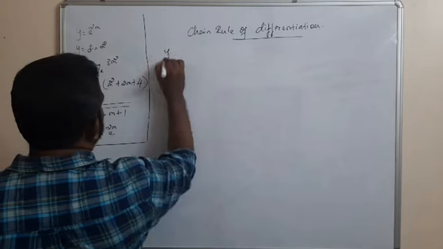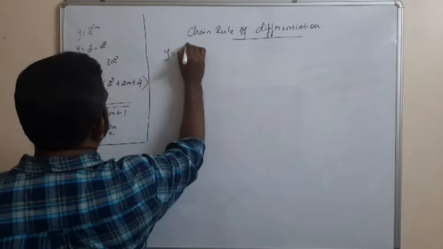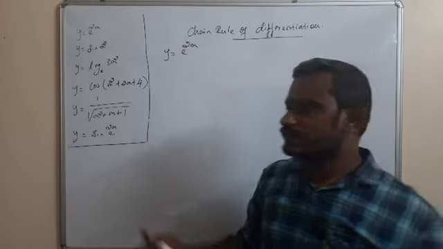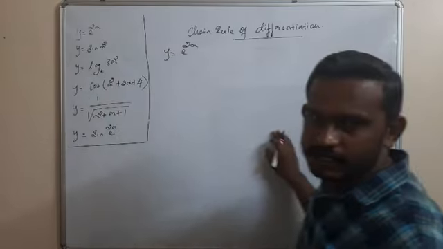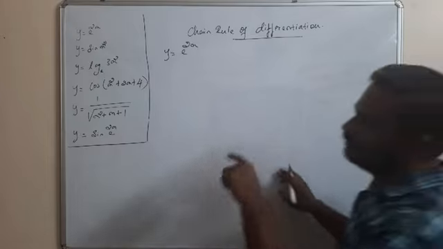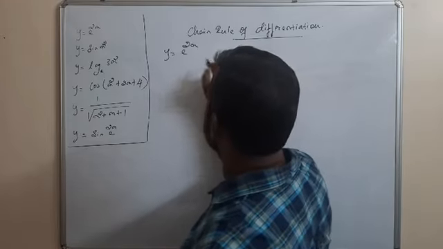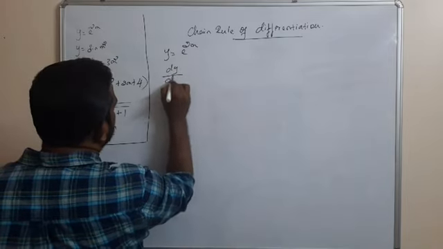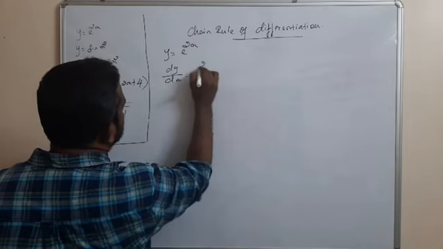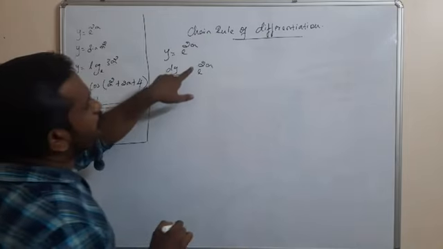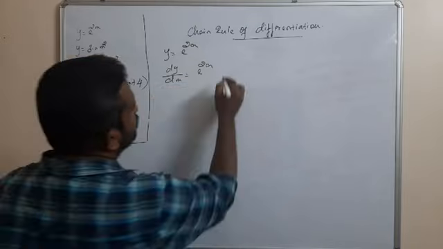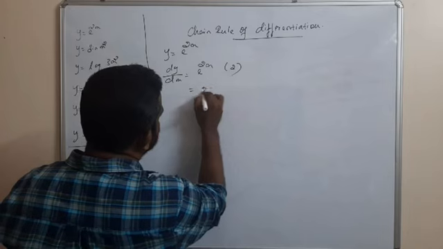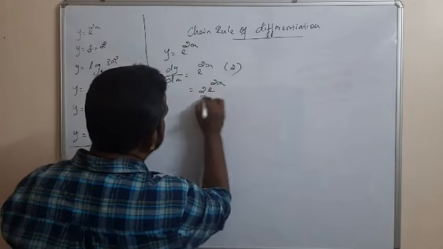Y is equal to e power 2x. In these problems we can substitute t is equal to some value, like that is chain rule of differentiation, but we will simply do the differentiation. y is equal to e power 2x, dy by dx is e power 2x. Then again differentiation of 2x, that is 2. That's equal to 2 e power 2x.